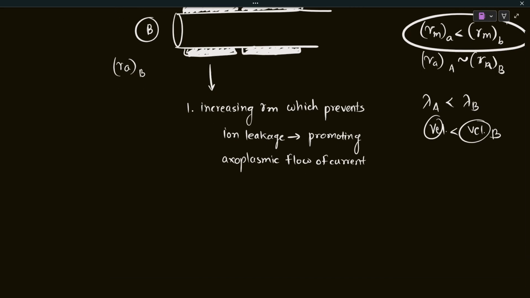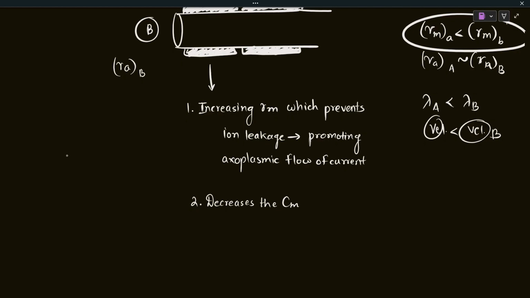And the second thing that is done due to the presence of the myelin sheath is that the membrane capacitance, meaning the charge storing capacity of the membrane, is decreased. So it decreases the membrane capacitance. Capacitance is the property of any object by which it is able to store charge.